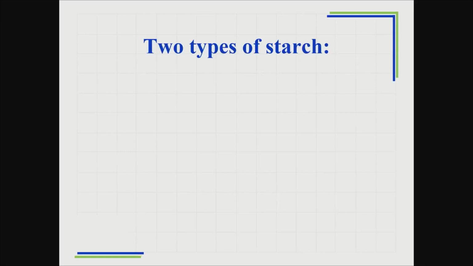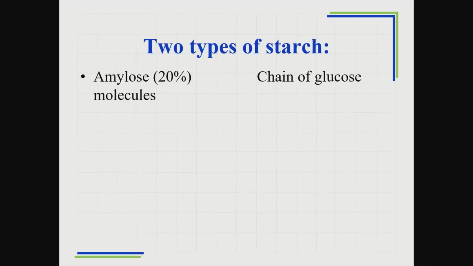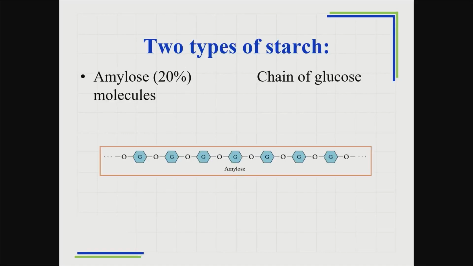There are two main types of starch. There's amylose, and amylose is a chain of glucose, just one glucose molecule after another glucose molecule. We'll see an image of this in just a moment. Oh, there it is. So this is representing our glucose molecule right here, okay? It's linked by an oxygen bridge, and that's what I'm going to call this right here. This is our oxygen bridge. We're going to examine that oxygen bridge as we continue.